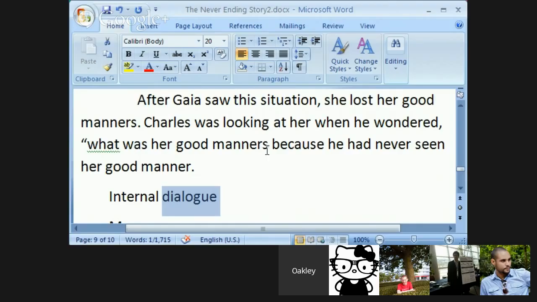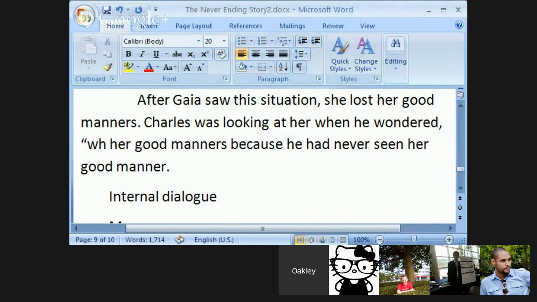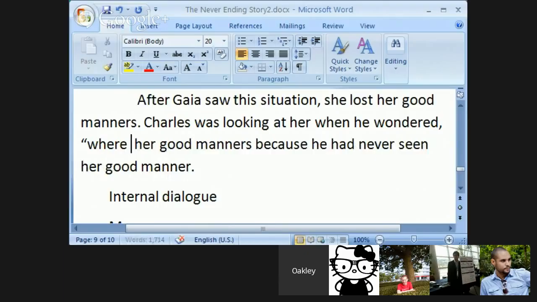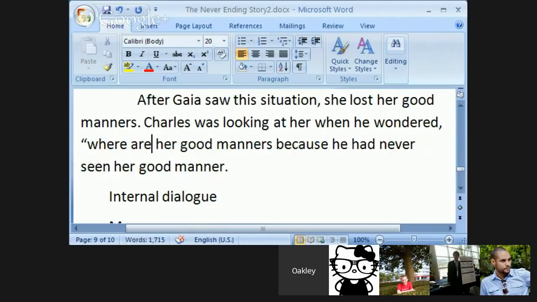All right, so now let's look at it from this angle. What was her good manners? What was? Okay, I got it. Now I know this is strange. Where are her good manners? Now this is very odd, I know. You think of good manners as a thing, not a where.